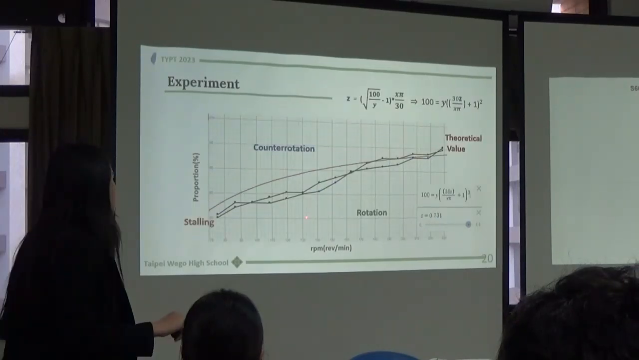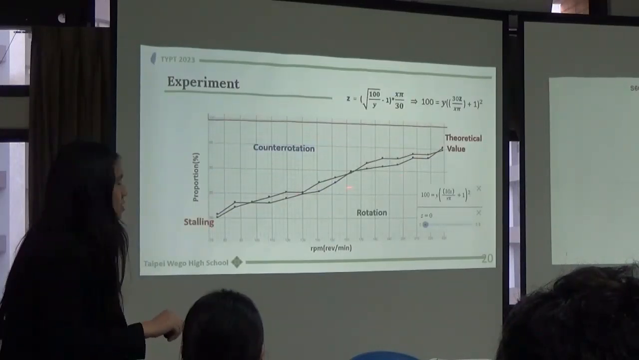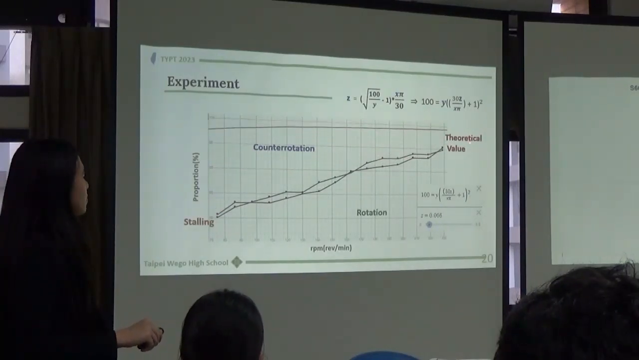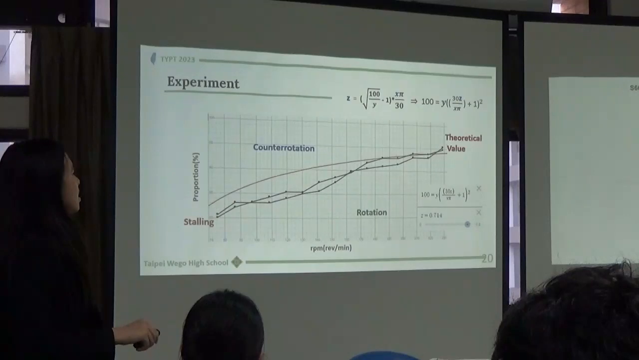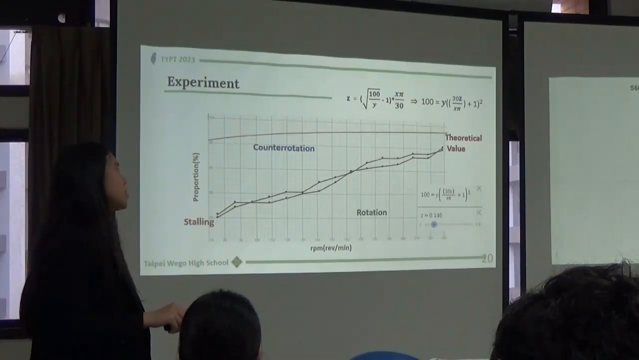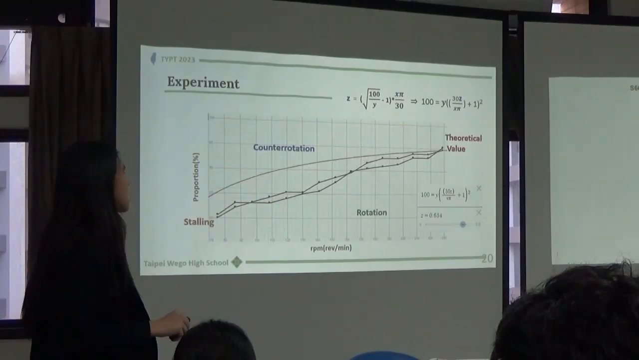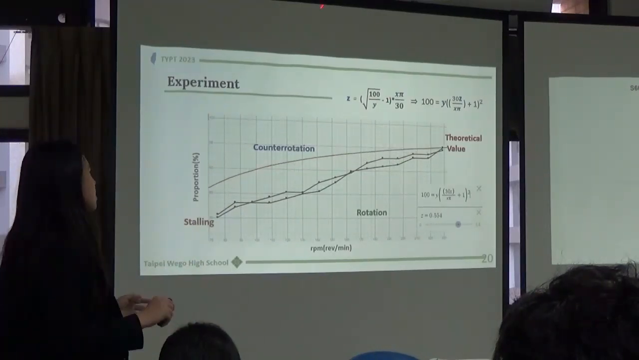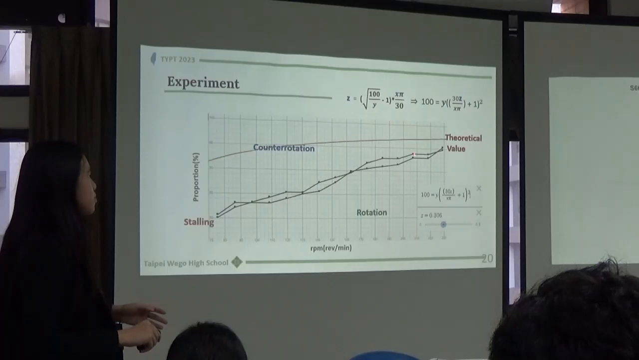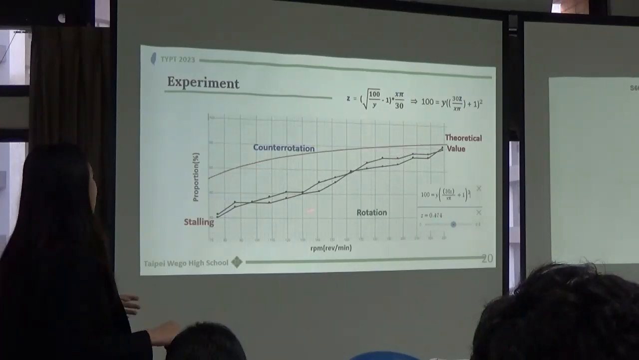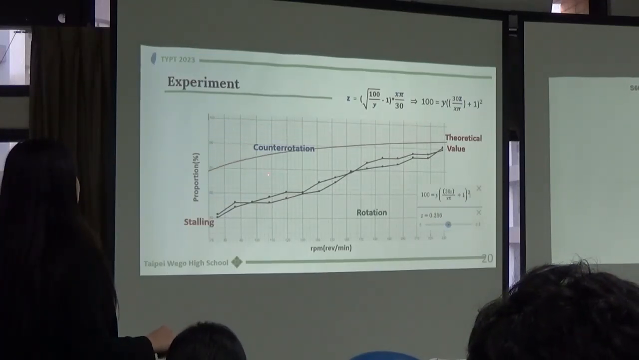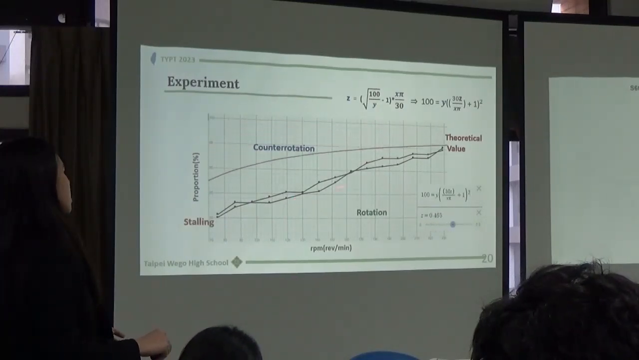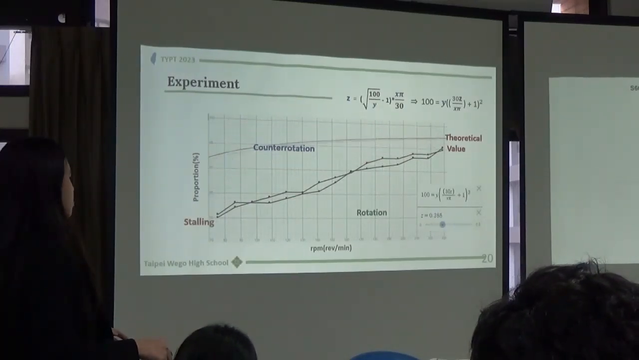So as you can see, the black line represents the stalling motion, and the red line represents the theoretical value. The theoretical value actually varies because whenever there is a different RPM, the constants in this equation would vary, and hence we could conclude that if we go above the stalling line, we will enter a counter-rotational movement, and if we go below, we will enter a rotational movement.